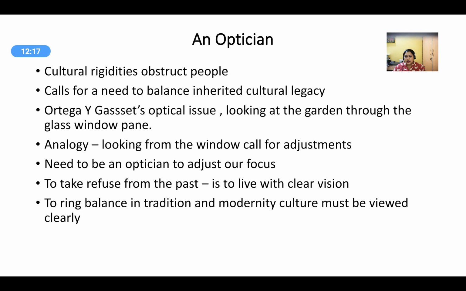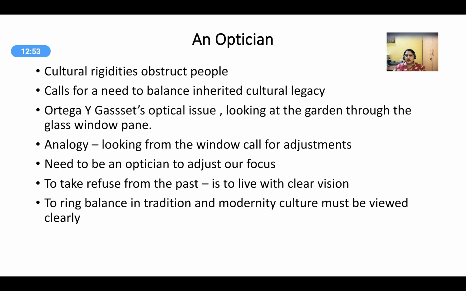And why is it? Cultural rigidities obstruct people. Yes, we all belong to one culture or the other, and somewhere we feel that only our culture is the best. But then we tend to ignore, we do not recognize that other cultures are also present. But no culture can exist only on its own. Influences of other cultures are always there, but some sort of rigidity seems to obstruct people from cross-cultural interaction.